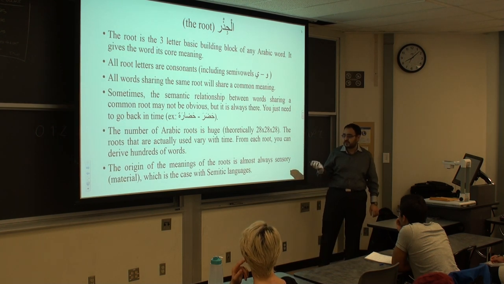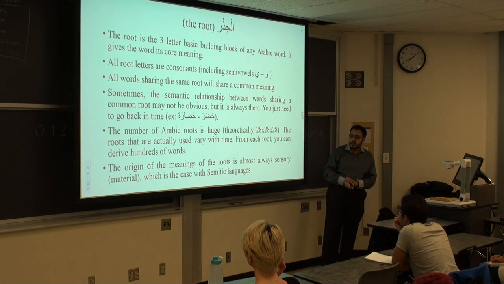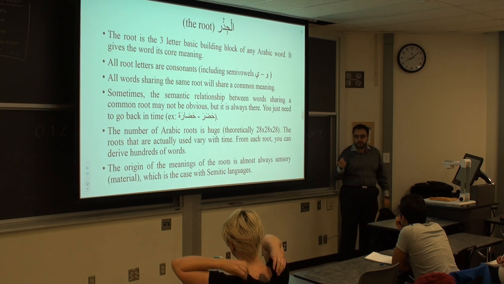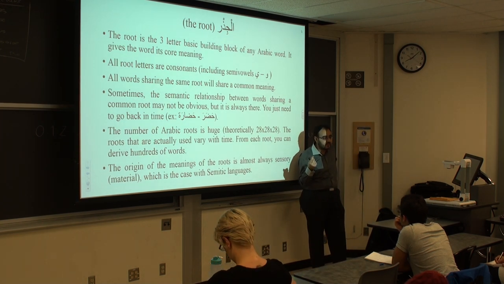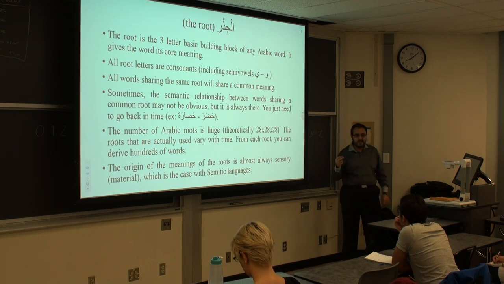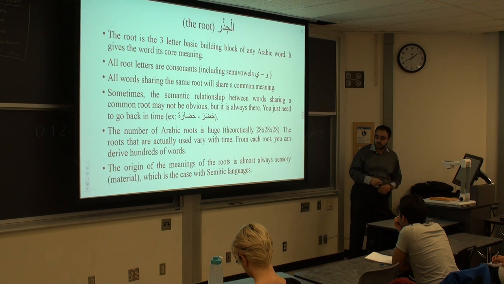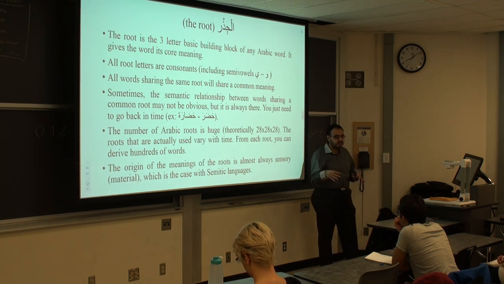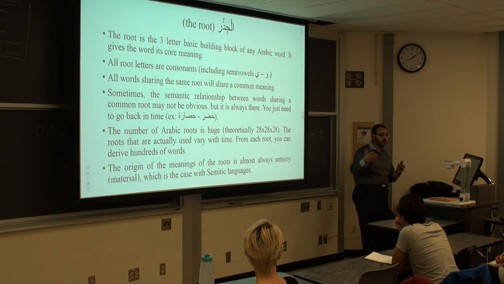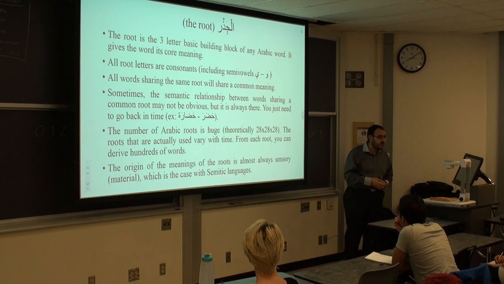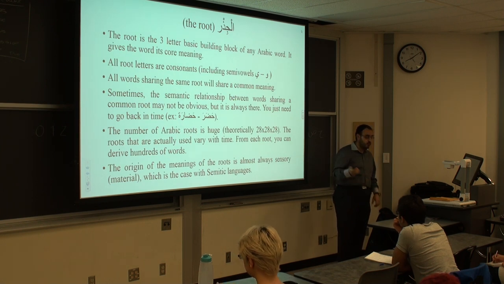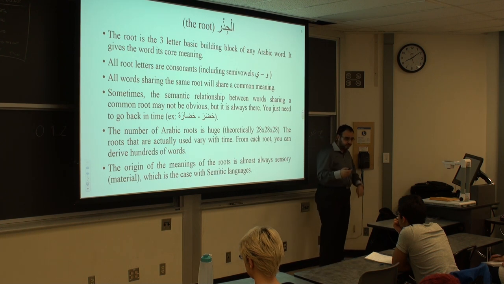The origin of the meanings of the roots is almost always sensory or material, which is the case with Semitic languages in general. So, for instance, the word adl, which currently is used to indicate fairness or justice, you'll find that its root, the ayn, dal, lam root, has nothing to do with the concept of fairness or justice. It originally referred to something that Arabs used to put on top of the camel to keep their balance, in order not to be inclined on any side. Later on, this root became mainly used to indicate fairness or justice.